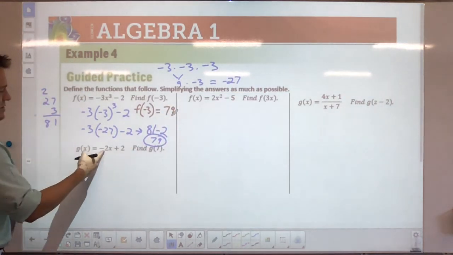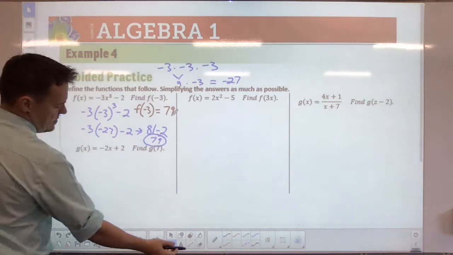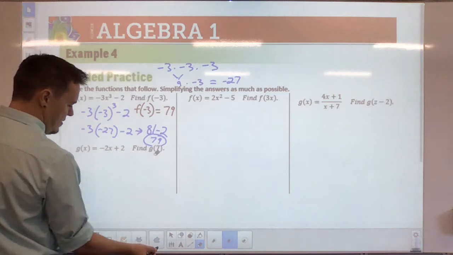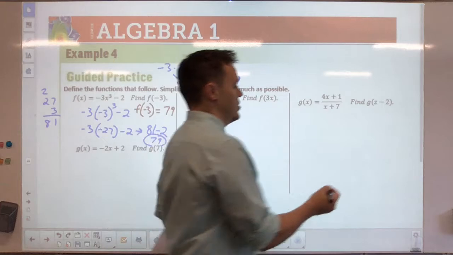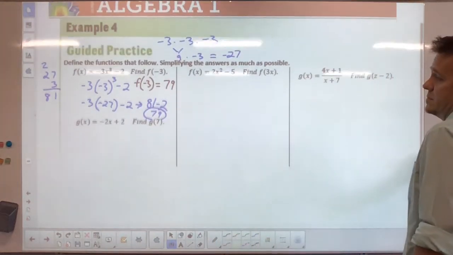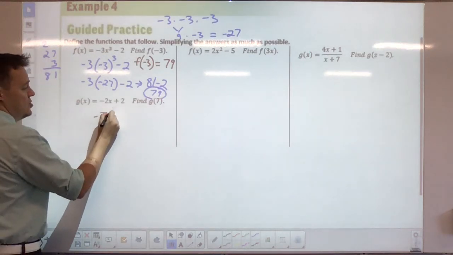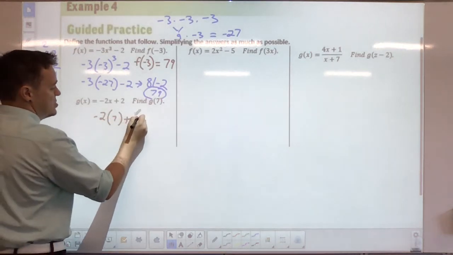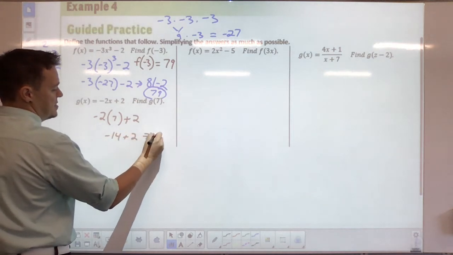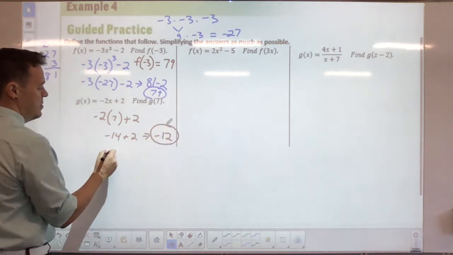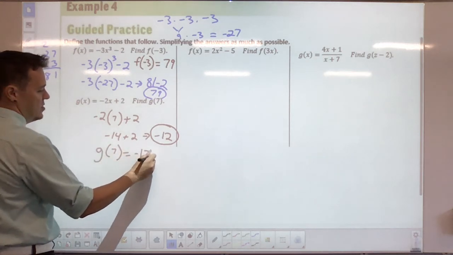Next over here, g of x. Okay, this is a 7. You plug a 7 in there. Is that 7? Hold on, it went a little crazy. Yep, 7, okay. All right, 7 on this, so you plug this in here. Let me bring up my board a little bit. So you plug that in, so you get -2, and 7 here plus 2, so this would be -14, which comes out to be -12. All right, so remember though, it needs to be g of 7 equals -12.